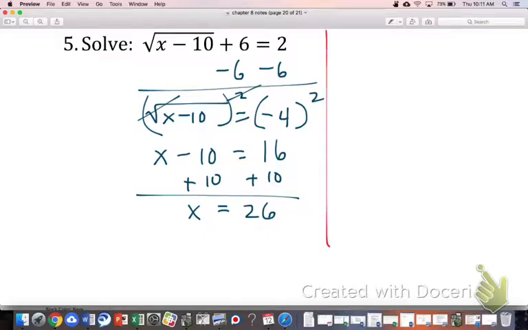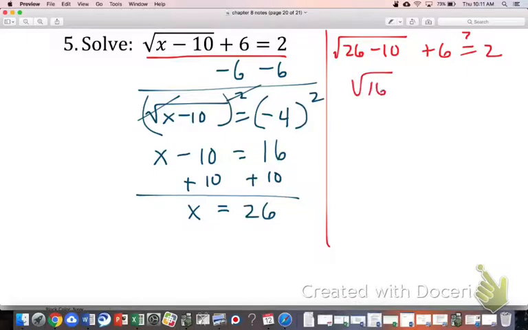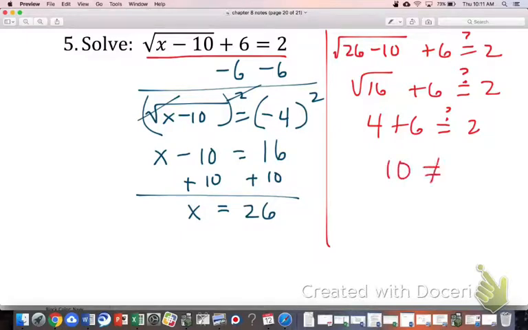So with this, you want to take your 26 and you want to check it in the original. You don't want to check it on any of the in-between steps. Check it in the original. It's got to be the original. So this would be square root of 26 minus 10 plus 6 equals 2. Of course, 26 minus 10 is 16. So we get square root of 16 plus 6 possibly equals 2. Well, square root of 16 is 4. So 4 plus 6. And now we're running into issues, aren't we? Because 10 does not equal 2, obviously.